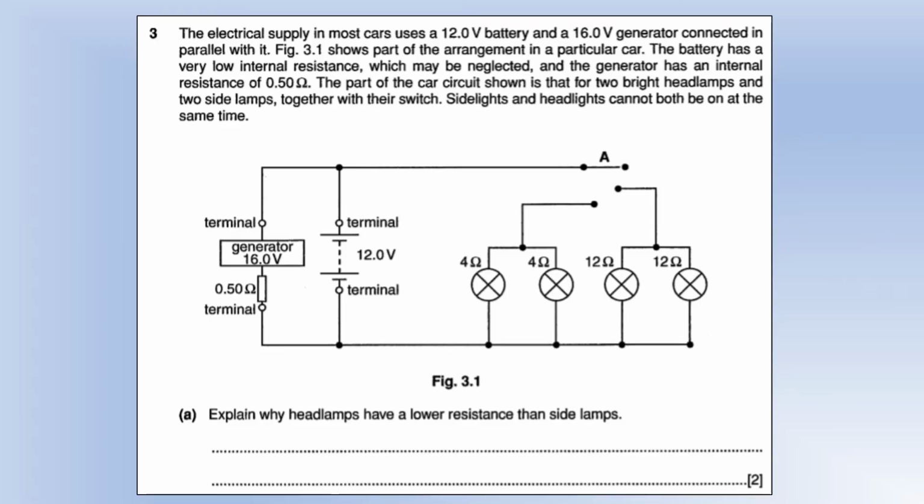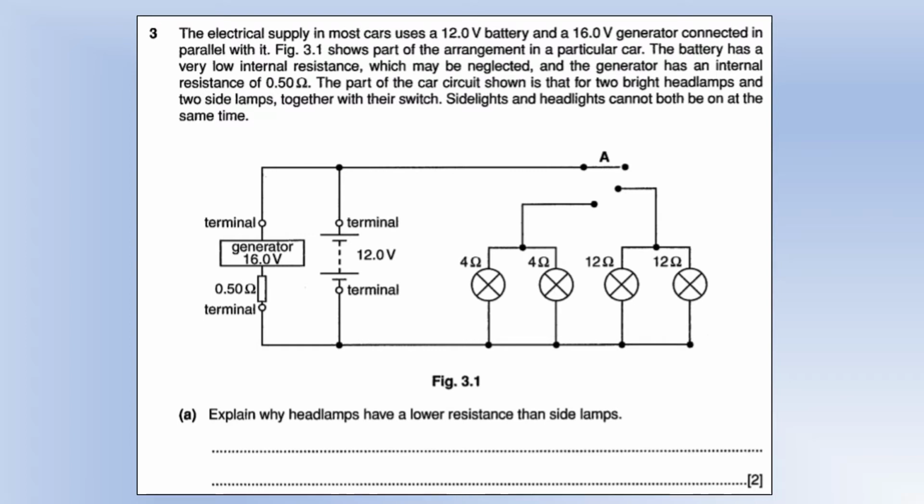Okay, so moving on to question 3, looking at some circuitry. We're looking at the circuit used in a car. We've got a generator and a battery in parallel. The battery has very low resistance, so we're going to ignore it, and the generator has an internal resistance of 0.5 ohm. We've got a circuit with headlights and a circuit with side lights that we can see on the right-hand side. And we can see from a switch, we can either choose to have the lights off, the headlights on, or the side lights on, with no other options.